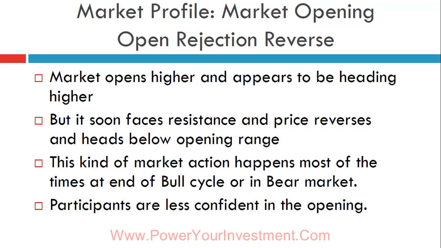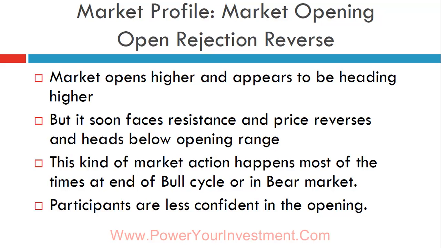The next opening that we'll see is open rejection reverse. In this, what happens is that the market opens higher, and it does appear that it's an open drive, and this is one of the most confusing openings, because what happens is at the first stage you see it's open drive, but when you see the first 30-minute low being broken, then you suspect that it may be open test drive, but eventually it turns out to be open rejection reverse.